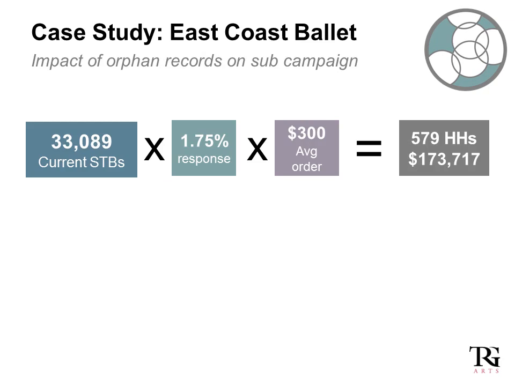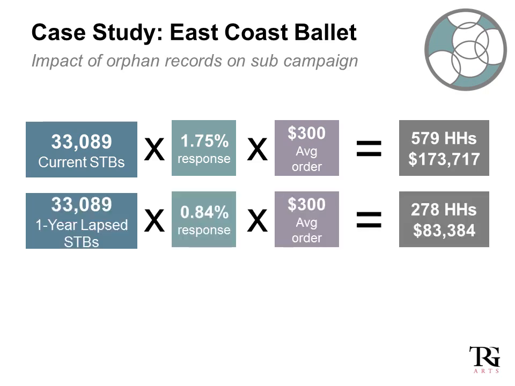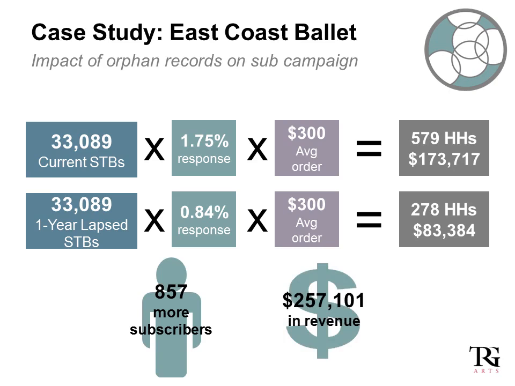What if we'd been able to contact these orphan records with a subscription offer? Using the average marketing campaign response rates and average revenue per order, we can quickly calculate that these 33,000 orphan records could have generated an additional $173,000 in sales. And if we also contacted the orphan records from the previous season, that's another $83,000. If only we'd been able to contact these stray kittens and invite them back, we'd have had 857 more subscriber households and over $250,000 in revenue.